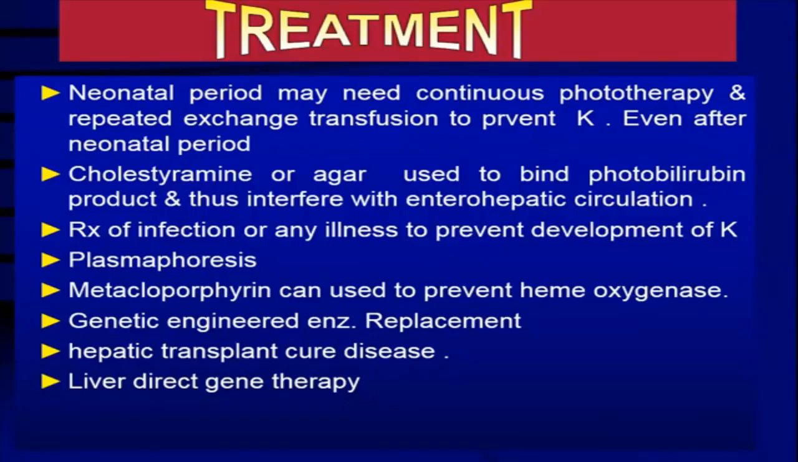Metalloporphyrin can be used to inhibit heme oxygenase. I talk about it in the next lecture. Genetic engineering, enzyme replacement, and hepatic transplant may cure the disease. The newest treatment is liver-directed gene therapy.